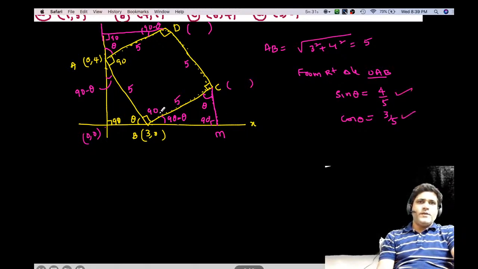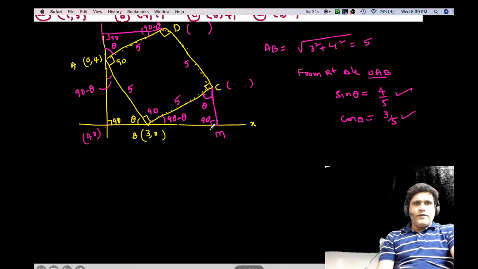Now find C coordinates and D coordinates. How to find the C coordinates? OM distance is the x coordinate of C. CM distance is the y coordinate of C. How to find OM distance? OB is 3 units. BM distance and CM distance we need to find. From this right angle triangle, if you find BM and CM distance, then our job is over. So how to find BM distance? BM involves which trigonometric ratio? Cos theta is equal to adjacent by hypotenuse.